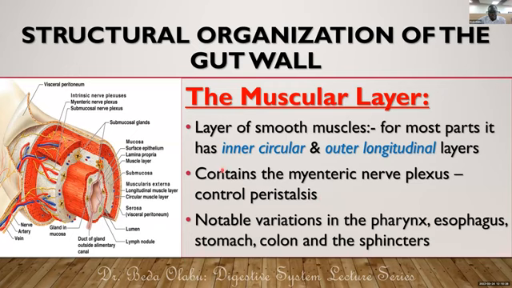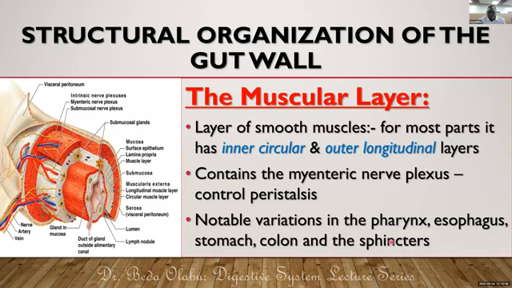Other than what I've told you, especially about how the muscles are organized, there are some variations to that particular general rule that I've given you. Let me highlight those variations. We have some variations in the pharynx, in the esophagus, in the stomach, in the colon, and regions of the sphincters. Now, let me highlight why I say there are some variations.